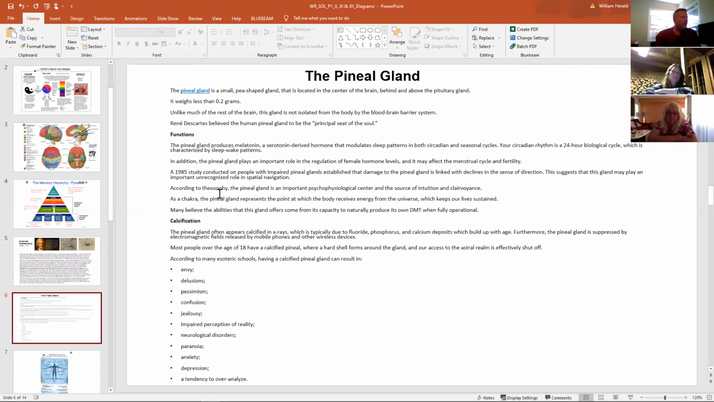According to theosophy, the pineal gland is an important psychophysiological center and the source of intuition and clairvoyance. So when Russell talks a lot, he talks about knowing, and he talks about communing with the divine. Again, Russell's not pointing to the brain. He's not saying here's the brain and here's where this is happening, but I'm kind of pointing to it and saying, yeah, this is where this is happening. This knowing, this communing, this is happening within the pineal gland. The rest of the brain is electrical impulses, and we believe that to be us, when it's really the receptor, the antenna, and the pineal gland is the one that resonates the most.